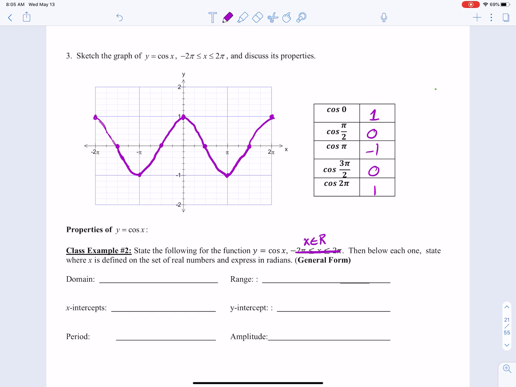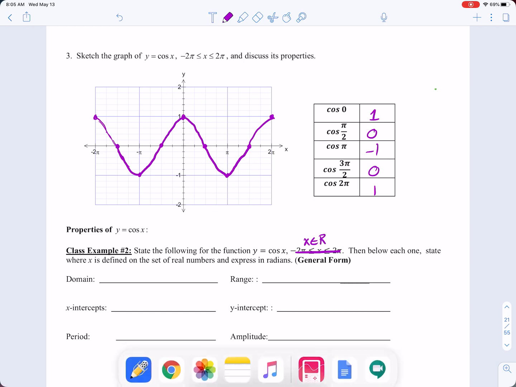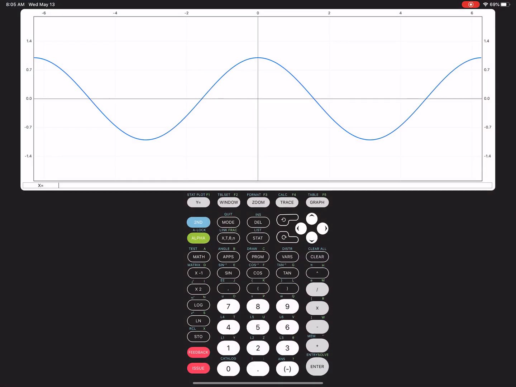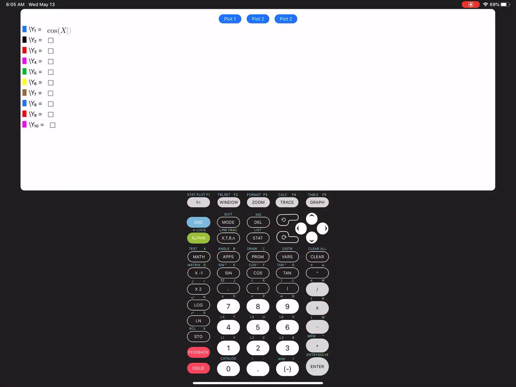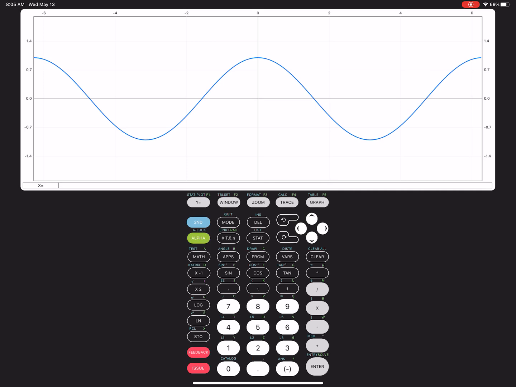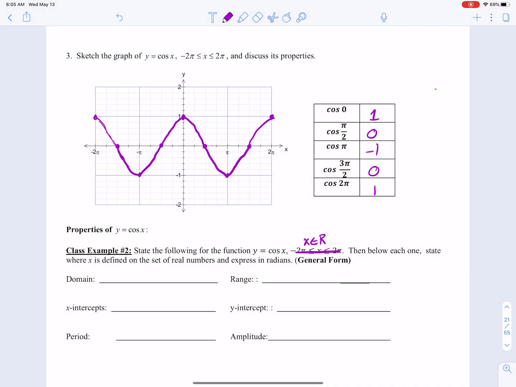All right, we're back. I have graphed y is equal to cos of x. The only thing I did differently was I put y is equal to cos x, left all the same windows, and we look and we see a very similar graph. The only difference is cos is shifted. You can consider the shift either left or right.